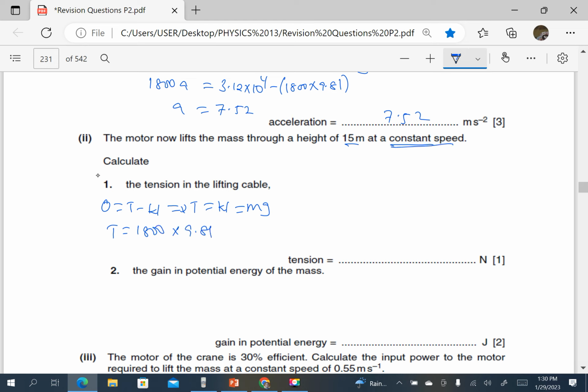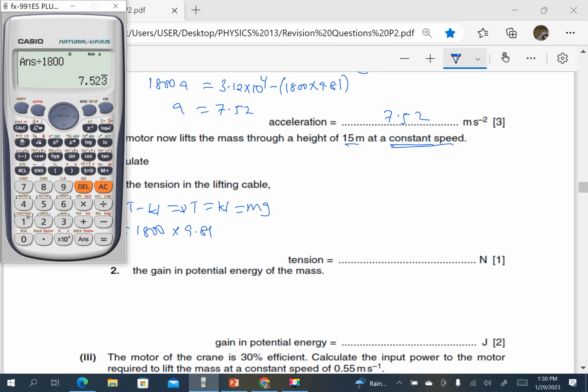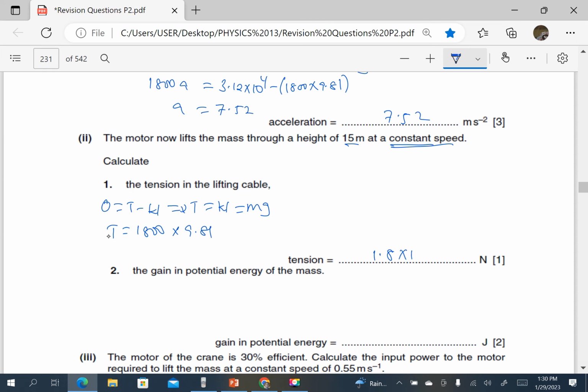I've got this from the part of constant speed. At constant speed, acceleration is 0, resultant force is 0. The force upwards is equal to force downwards. So this is going to be 1,800 times 9.81, which is 1.8 times 10 power 4 newtons.